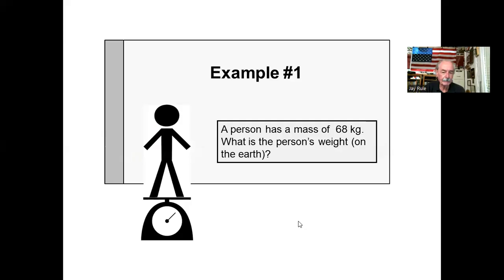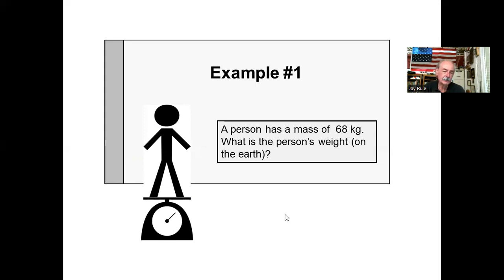Okay, we're going to go through a couple of example problems that have confounded students over and over again. Example 1 is easy. Example 2 is, I'd say, much harder. Example 1 is SI. Example 2 is going to be English. A person has a mass of 68 kilograms given. What is the person's weight on the earth? And that's all that's given to you.